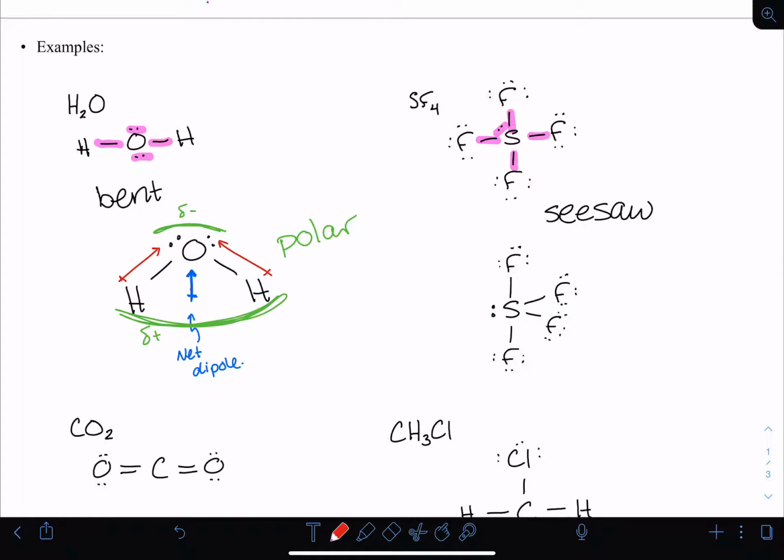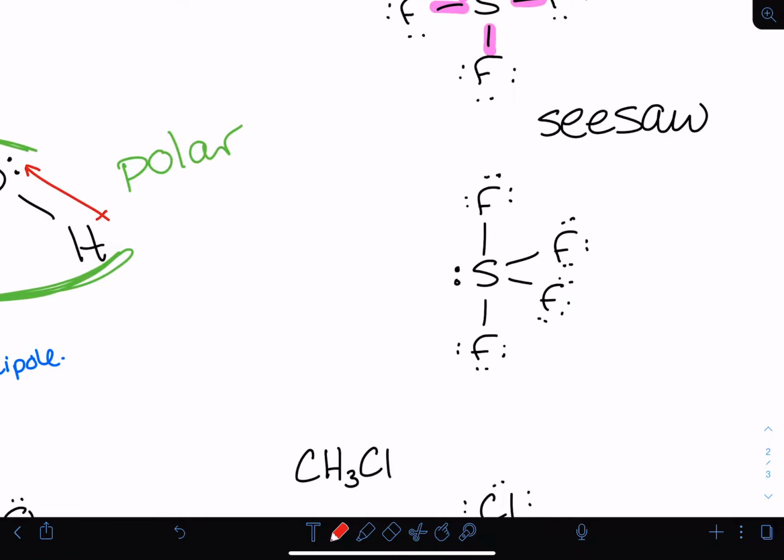So our bonds are once again polar. Two different elements, not carbon, hydrogen. And we know that fluorine is the most electronegative element of all. So fluorine is going to be pulling electrons towards itself through each of these 4 bonds. So in the seesaw geometry, we have these bonds that point straight up and straight down, and we have these 2 that kind of point off to the right, with nothing pointing to the left to balance them out.